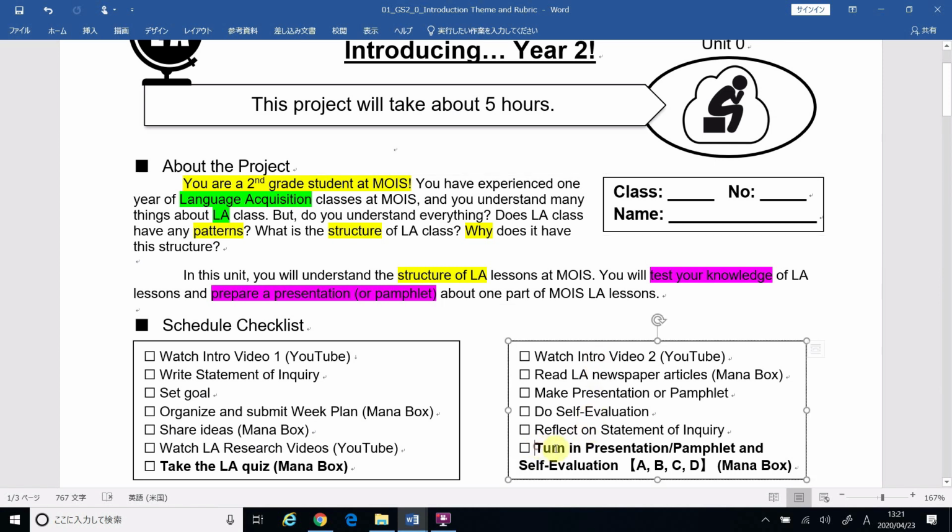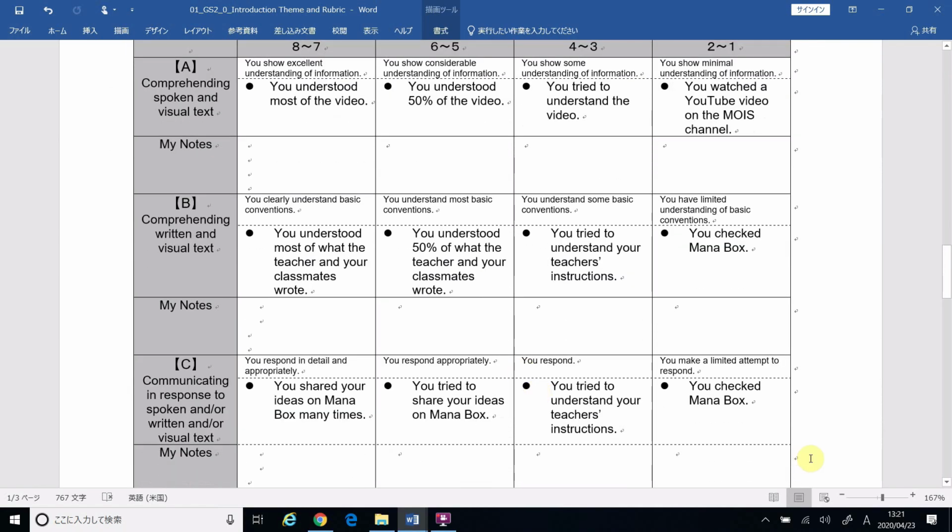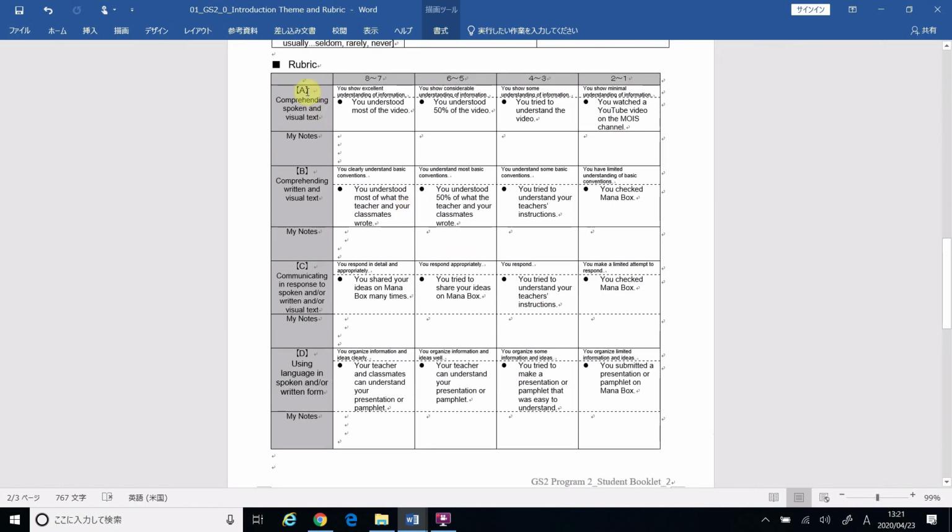And the last part of the lesson is turning in the presentation and the self-evaluation, A, B, C, D, on Manabox. Okay, so we have many things to do, and there's a checklist here and a checklist here. Last, you will turn in the presentation or pamphlet and the self-evaluation. It says A, B, C, D. A, B, C, D is referring to the rubric. Let's go down and look at the rubric. So the rubric, there's 4 parts, A, B, C, and D. This rubric is very simple this time, so please read the rubric and try your best.